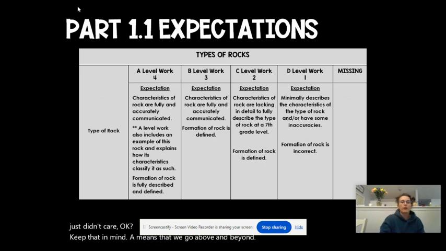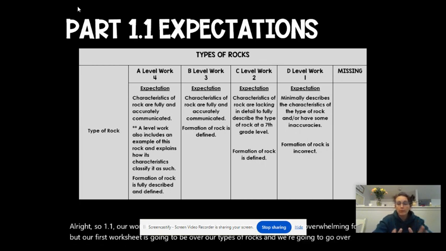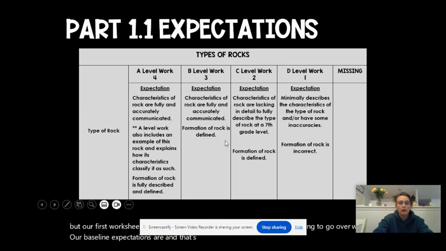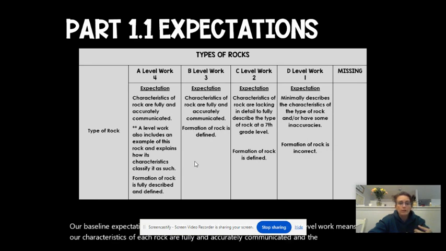All right, so 1.1. Our worksheets are divided into 2 worksheets, so it's not overwhelming for you. Our first worksheet is going to be over our types of rocks. And we're going to go over what our baseline expectations are. And that's our B-level work right here. So B-level work means that the characteristics of each rock are fully and accurately communicated, and the formation of the rock is defined. And we have an example for each rock. Okay? Easy peasy lemon squeezy.